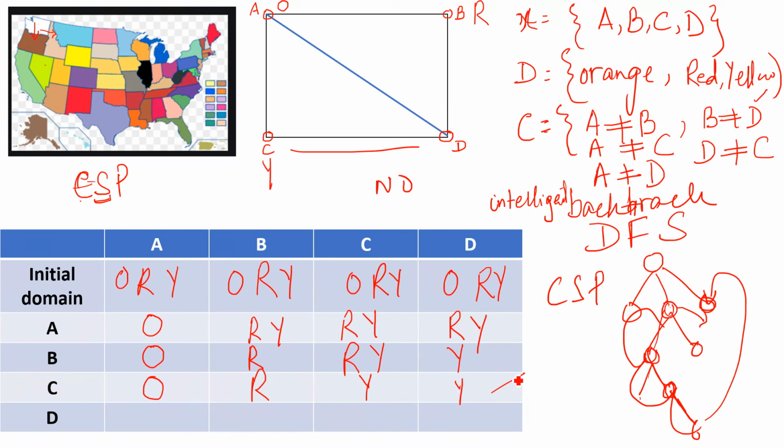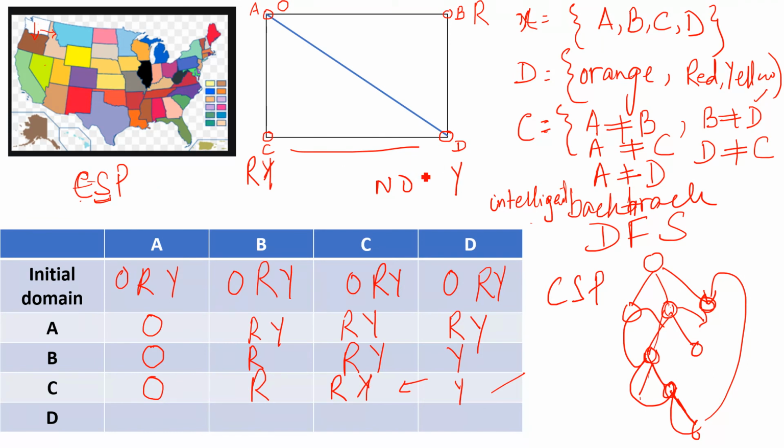So this is intelligent backtracking: the problem arose here, so we have to go back here. We will see what colors we can assign to C. Here I said red and yellow, right? So instead of yellow, if I assign red, then by default yellow is left for D, so we can assign yellow. So see, now A is orange, this is red, this is yellow, and this is also red. So neighbors are not the same. This is the map coloring problem of CSP.